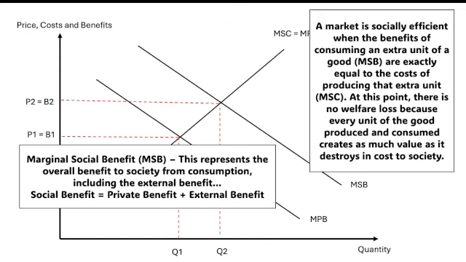At Q2, unfortunately, because the marginal private benefit equals the marginal private cost, there is no incentive for producers to produce at a greater volume, because then that would mean that the marginal private cost would be greater than the marginal private benefit. And therefore, as I've mentioned before, it is under-consumed.